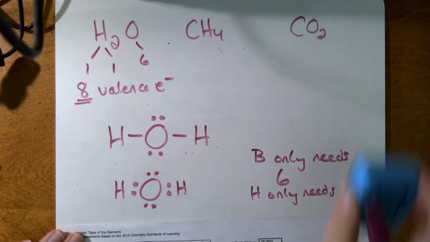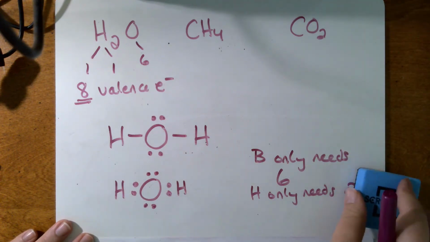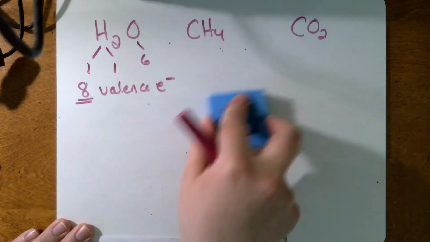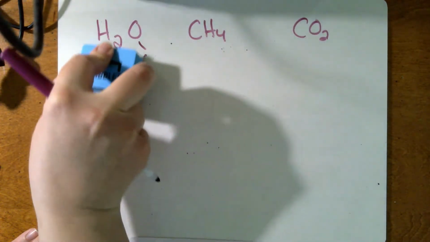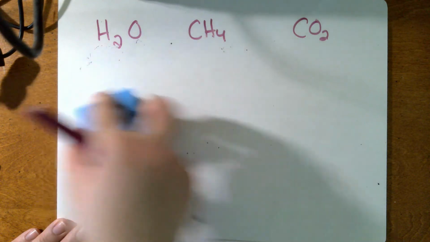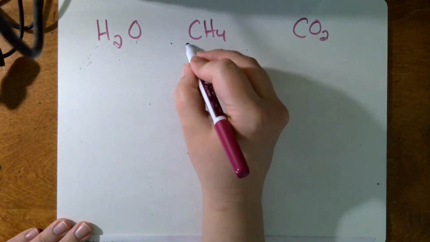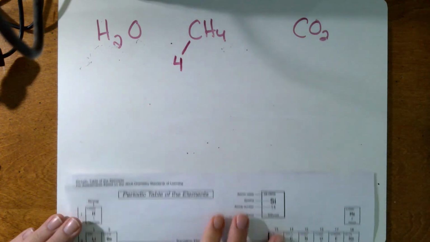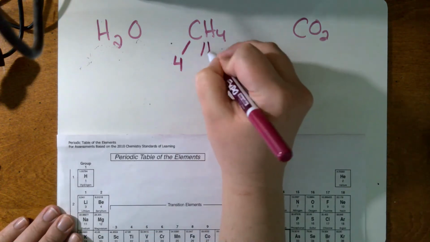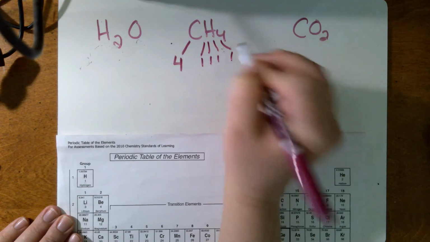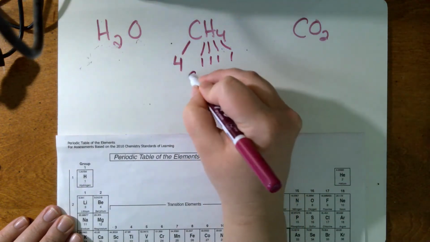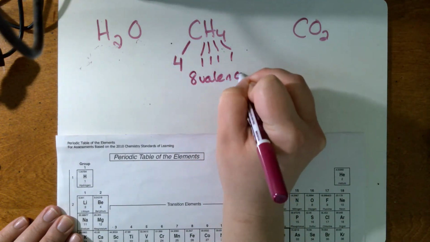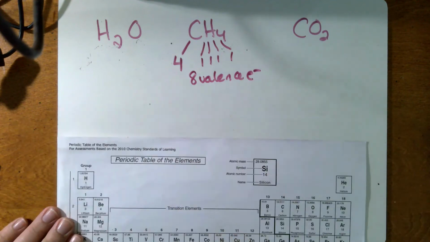All right, so let's take a look at CH4 next. Okay? Again, the first thing that we want to do is count our valence electrons. Carbon has 4. Each hydrogen has 1, and there's 4 of them, for a total, again, of 8 valence electrons. It's not always going to be 8, it's just coincidence that it happened twice in a row.